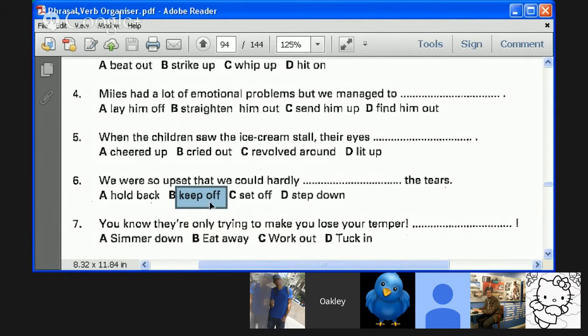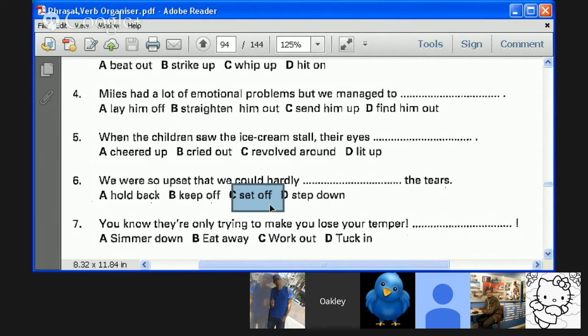You can keep off more abstract things as well, I suppose. You can keep off smoking, for example. I need to keep off. Don't offer me a cigarette. I'm trying to keep off smoking. That's possible.